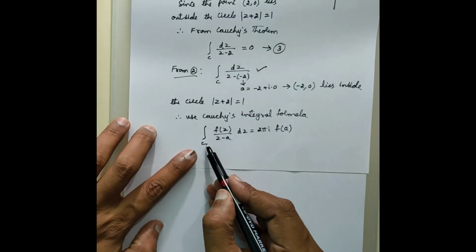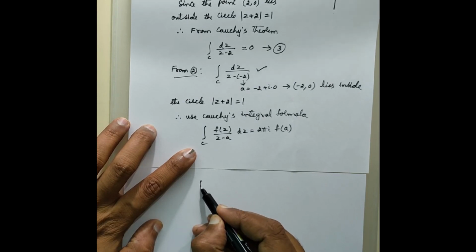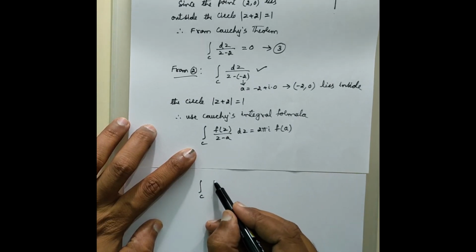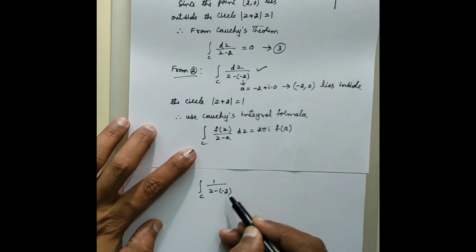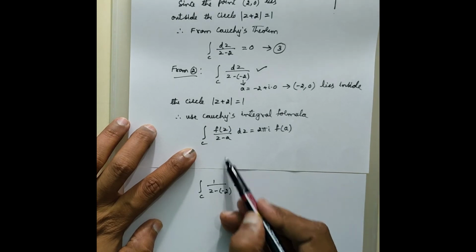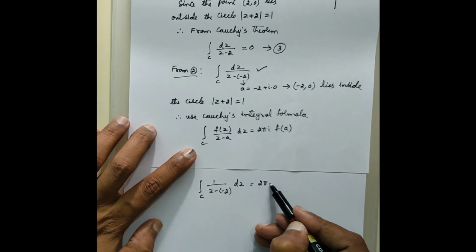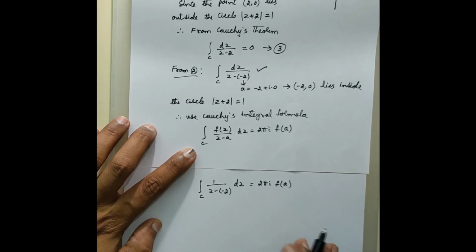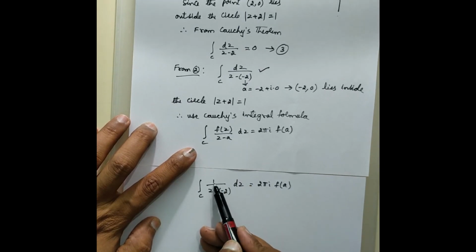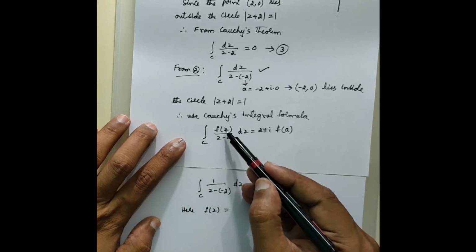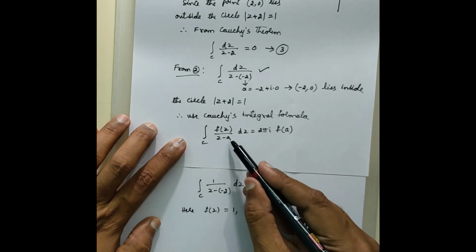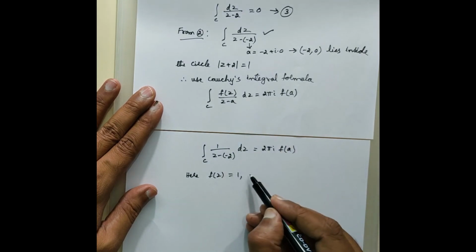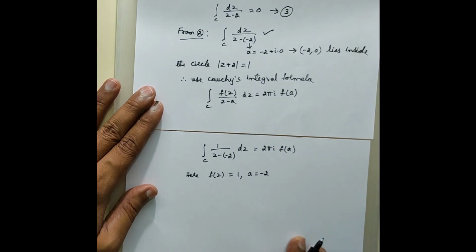Therefore you have that integral over c, it is 1 by z minus of minus 2 times dz, that will be equal to 2 pi i into f of a. Here if you try to see, the numerator f of z is not written, which means that f of z is 1 there. We take f of z to be 1, and in place of a you have minus 2, so therefore the value of a will be minus 2.